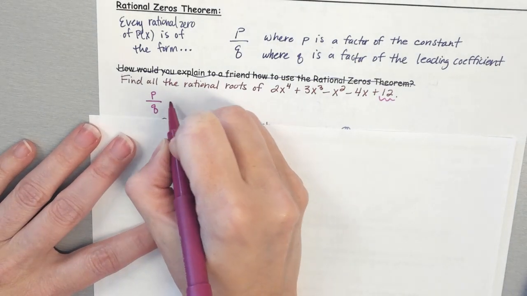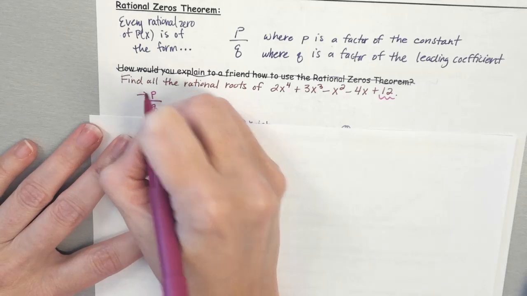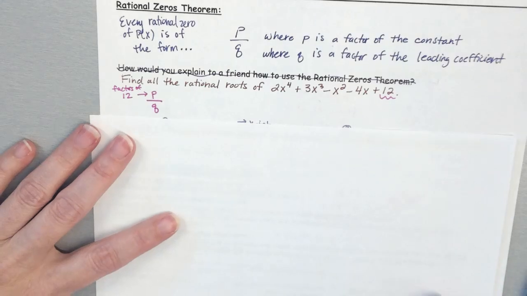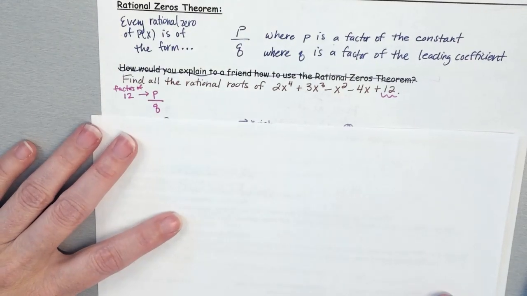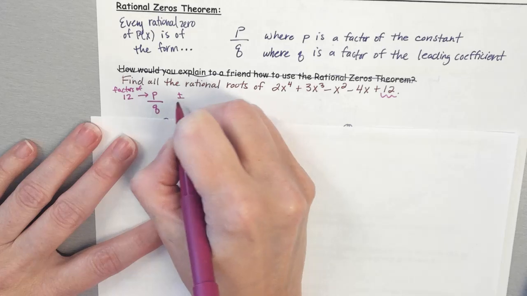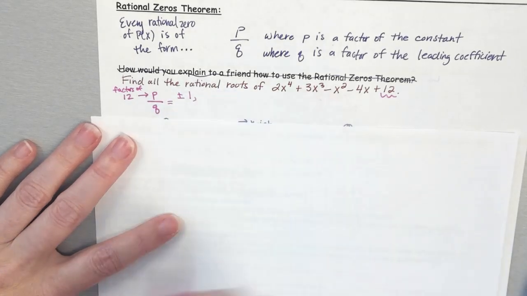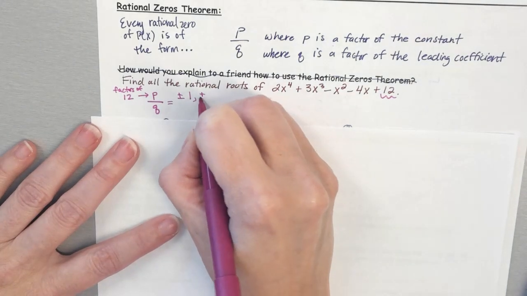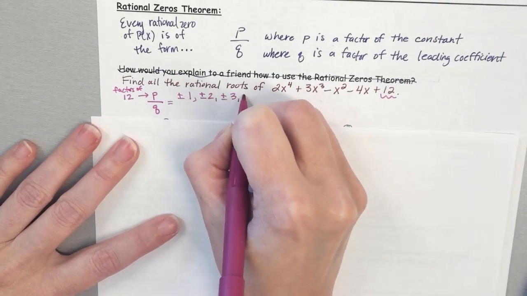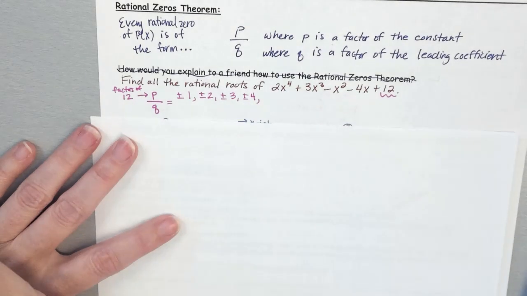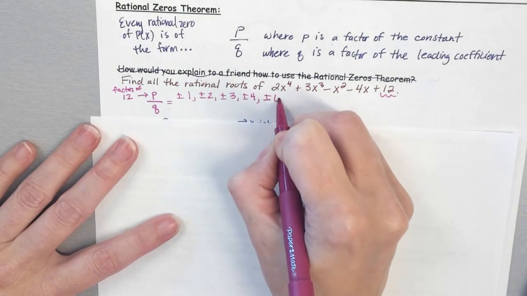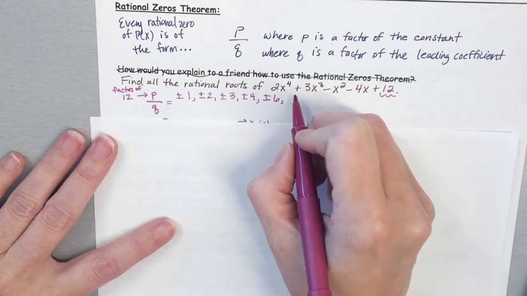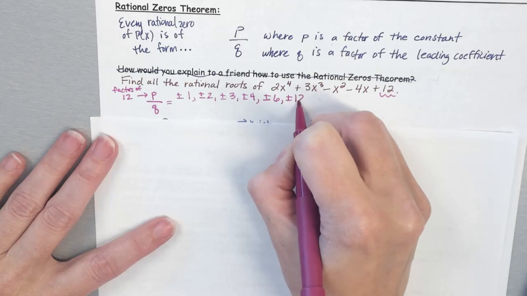So when you list the factors of 12, you have to include the plus and the minus. Okay, so it's going to be plus or minus 1, and then I go in order. So does 2 go into 12? Yes. Then 3, then 4, 5 does not go in there, 6 goes in there, 7 does not, 8 does not, 9, 10, 11, 12.